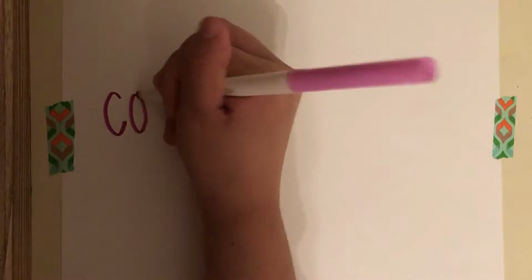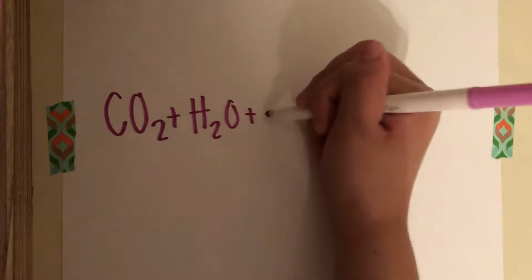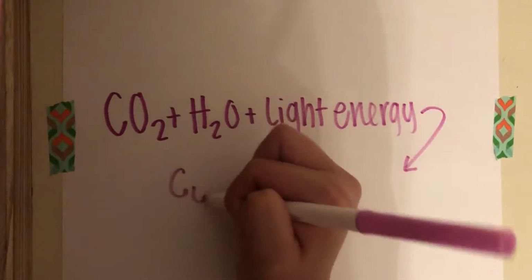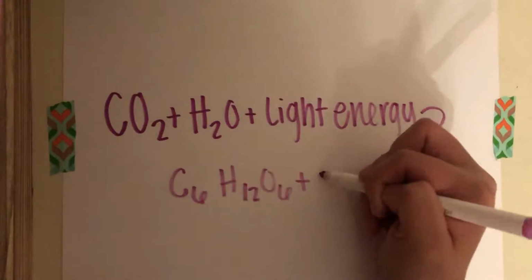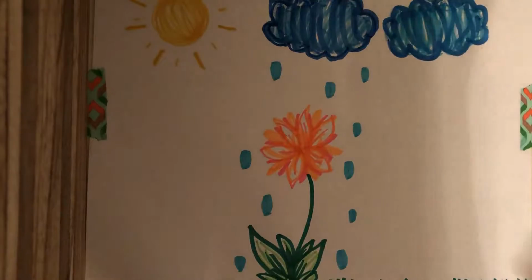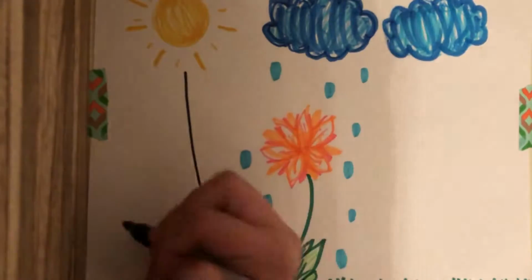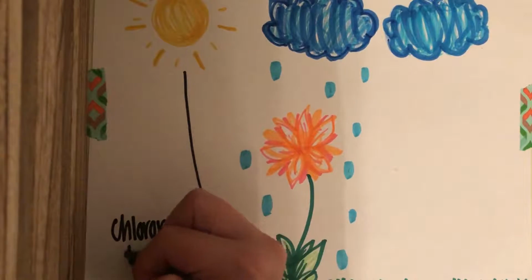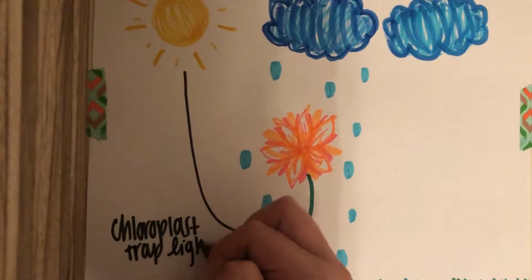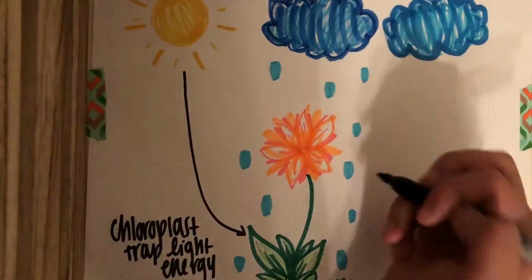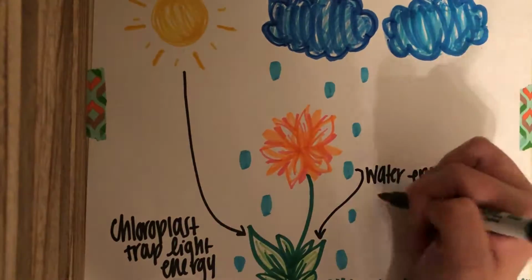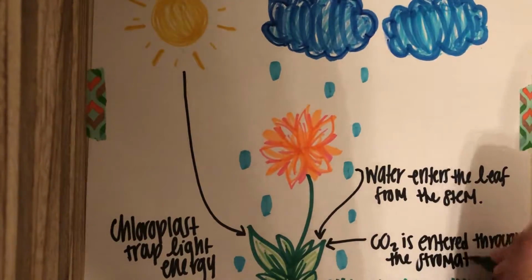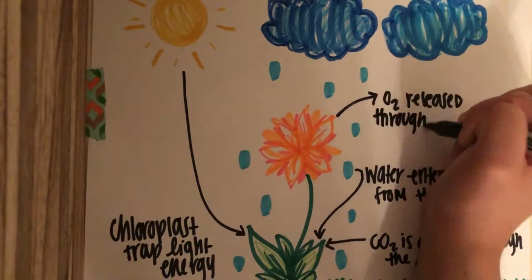The equation for photosynthesis is carbon dioxide plus water plus light energy will turn into glucose sugar plus oxygen plus water. Photosynthesis is the essential metabolic pathway in which plants produce sugars using energy from the sun, and which occurs within the chloroplast. The chloroplast traps light energy, and water enters the leaf from the stems. CO2 enters through the stomata, and O2 is released through the stomata.